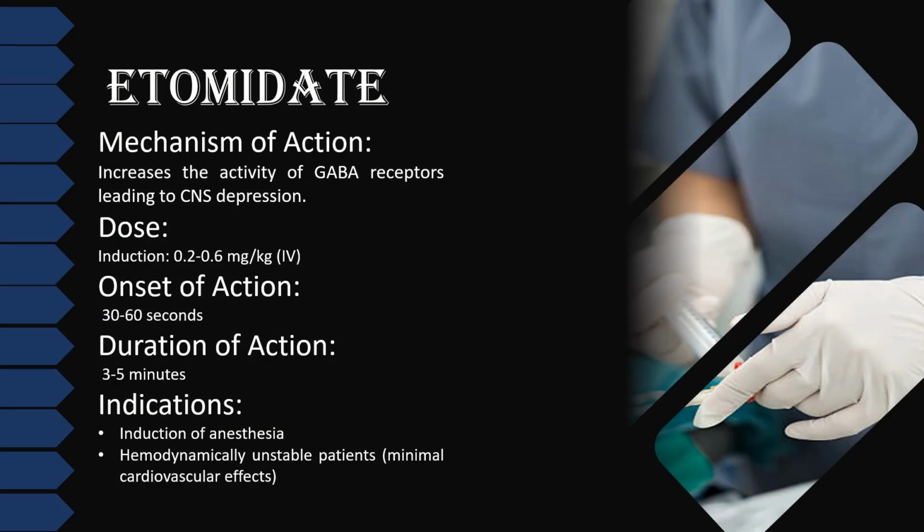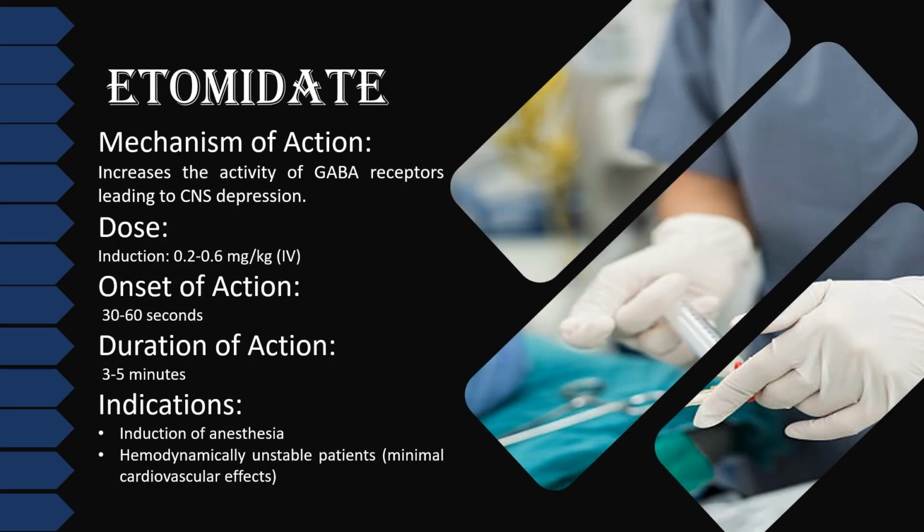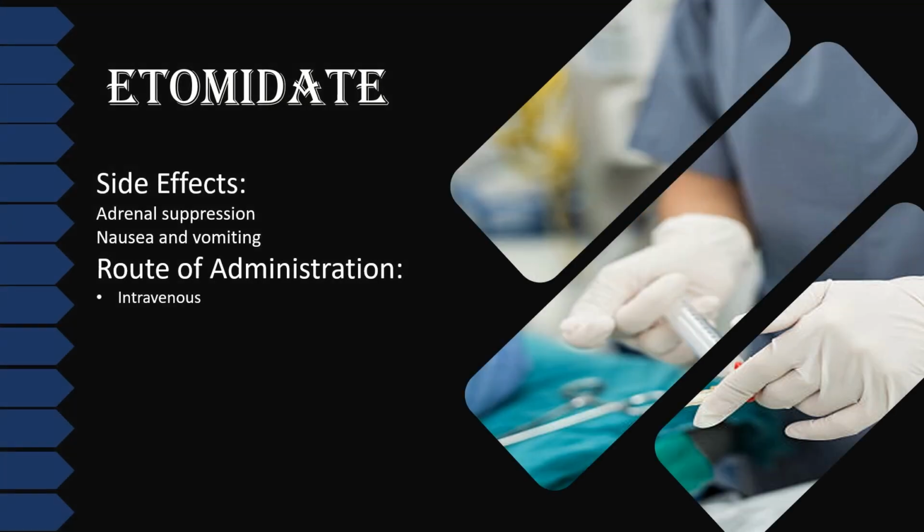Okay, their mechanism of action, as already discussed, is to act on the GABA receptors and lead to CNS depression. Doses vary, 0.2 to 0.6 mg per kg, onset is 30 to 60 seconds, and it lasts for 3 to 5 minutes. We can use this medicine for induction of anesthesia and for patients presenting with serious problems, because it is suitable for hemodynamically unstable patients. Their side effects are adrenal suppression and nausea and vomiting. Route of administration, as discussed, is IV.